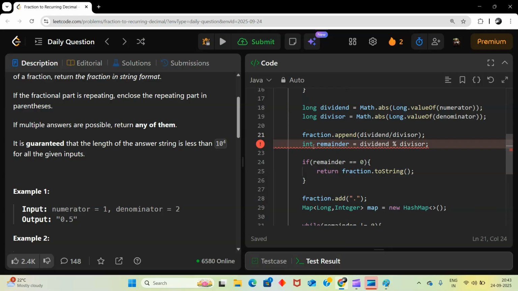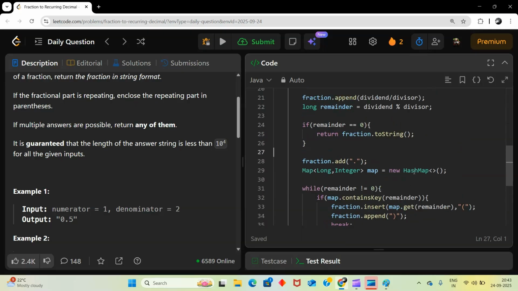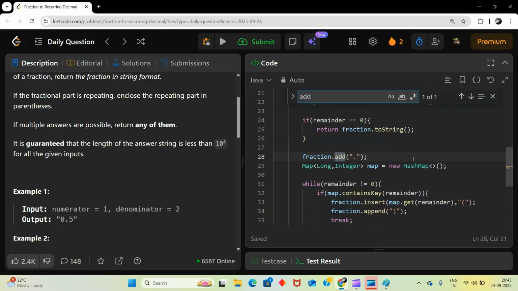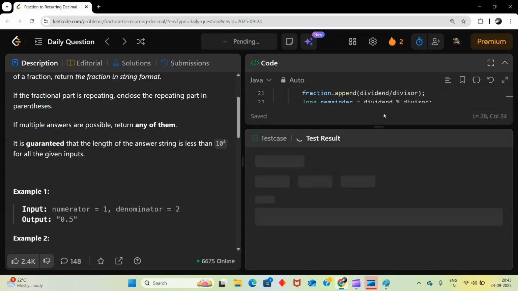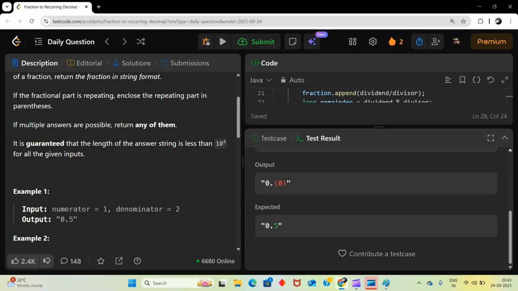What I'm getting is that we are using long, right? So long remainder. And somewhere I added add again, let's check this add. Yes, somewhere fraction.add, again it will be append. Now let's run this. So you can see it is running. Okay, it is giving me the answer 0.